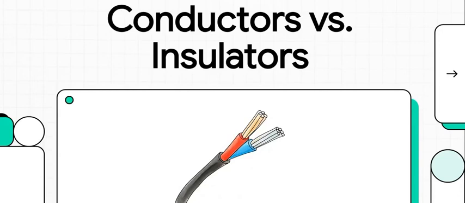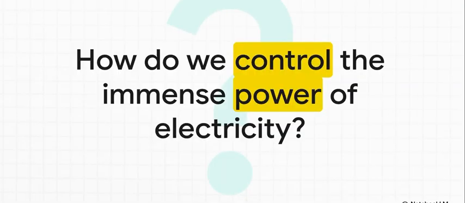Electricity is everywhere. It powers basically our entire world. It's this huge, invisible force, but it's not just running wild, right? It's controlled. So the question is, how do we actually tame all that power and get it to do exactly what we want, when we want? Yeah, that really is the big question.